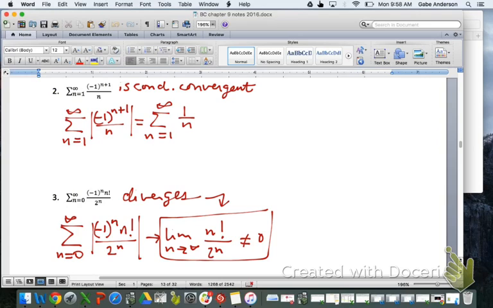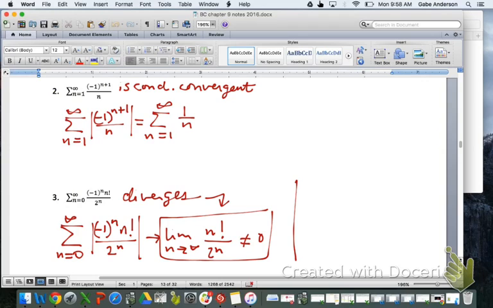Any other questions? Yes. So the alternating part of it doesn't make it converge? No. The alternating element is very helpful, but the terms have to decrease in absolute value to 0 in order for the alternating element to allow the series to converge.